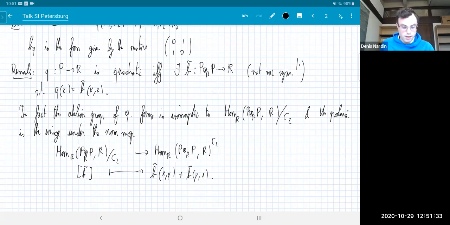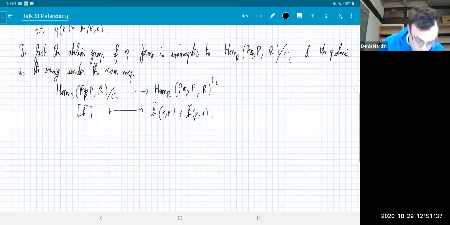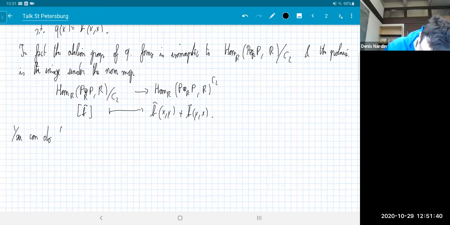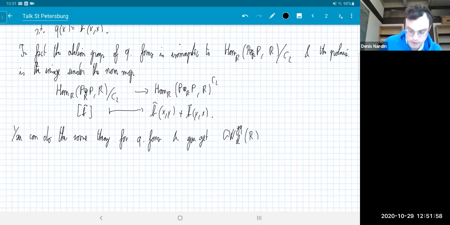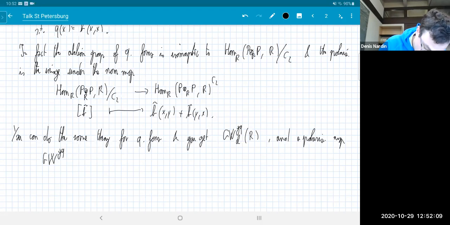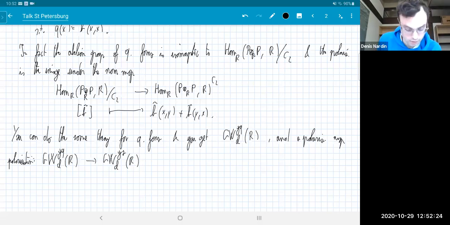Okay, now you can do the same theory for quadratic forms. And you get GW genuine quadratic. Again, the genuine will be clear. And a polarization map, like this. I don't know how to call it, polarization, I guess. We don't have a specific name in our paper.